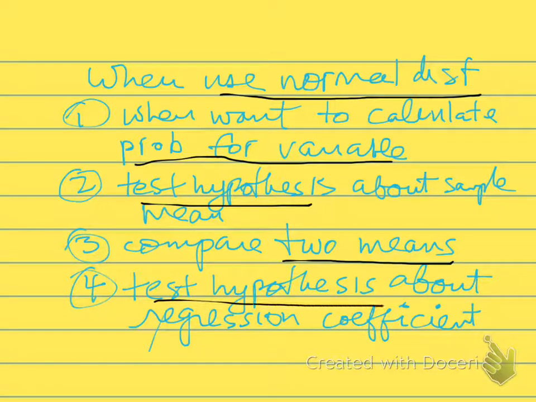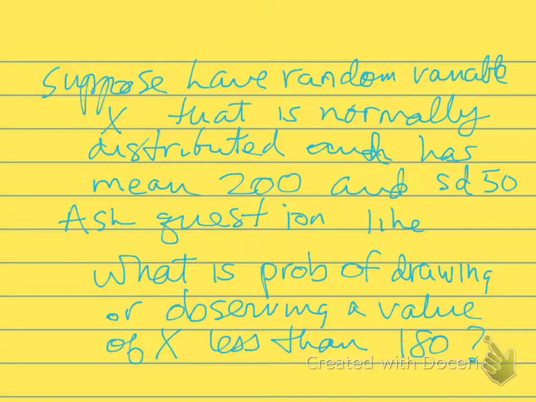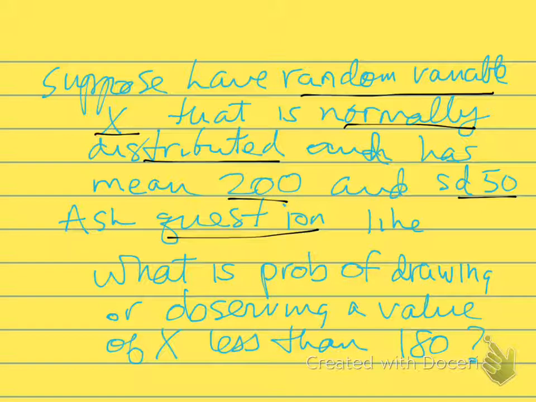And we can use it to test hypotheses about regression coefficients, which is going to be our main focus in Econ 41. So suppose we have a random variable, we'll call it x, that is normally distributed. Right now we're assuming it's normally distributed. This variable has a mean 200 and standard deviation 50. So we often ask questions like, what is the probability of drawing or observing a value of x less than 180? What's the chance that this random variable will be less than 180?